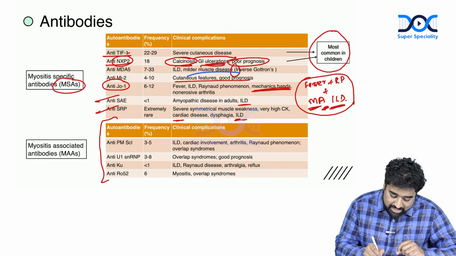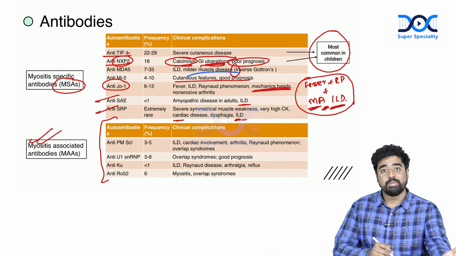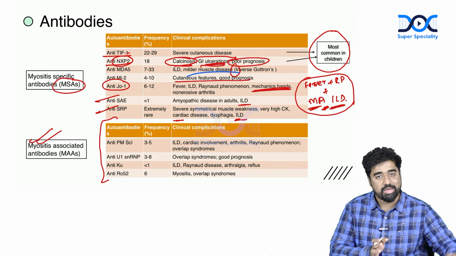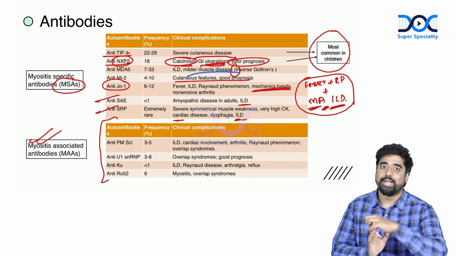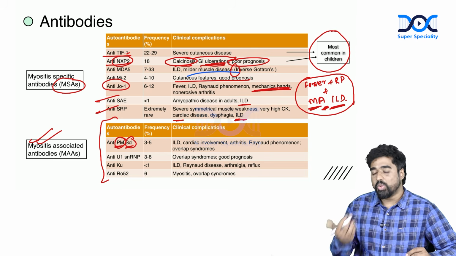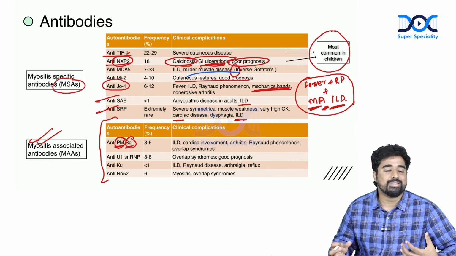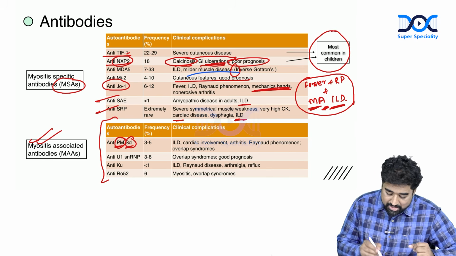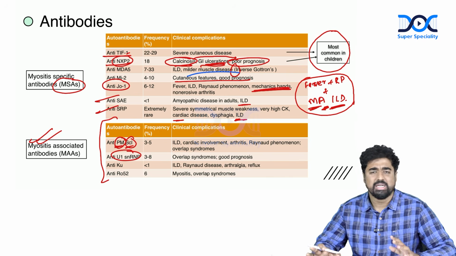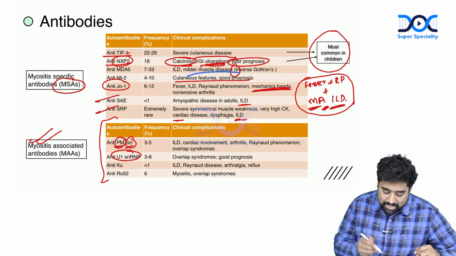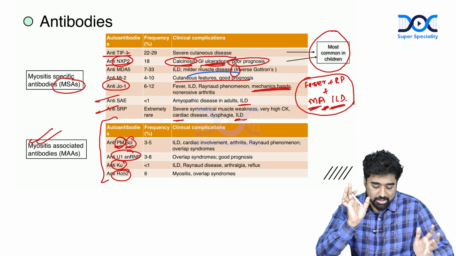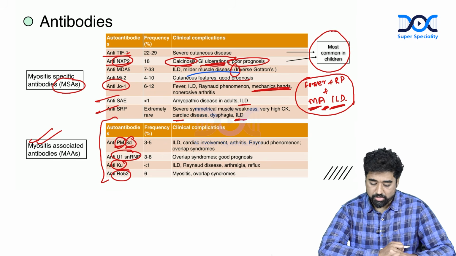Then we come to your myositis associated antibodies. As I told you, associated means what? They can be there in other conditions apart from myositis also. They will be there in myositis, but can be there in other conditions. Like here, what is PM-Scl? This is polymyositis-scleroderma overlap. Here you can have everything that is seen in your scleroderma like ILD, cardiac involvement, etc. U1-snRNP is again mixed connective tissue disorder, again very decent prognosis, except sometimes ILD can be bad there. Ku is for overlap syndrome, Ro52 as we know is for Sjogren's, SLE and all. So these are myositis associated antibodies.